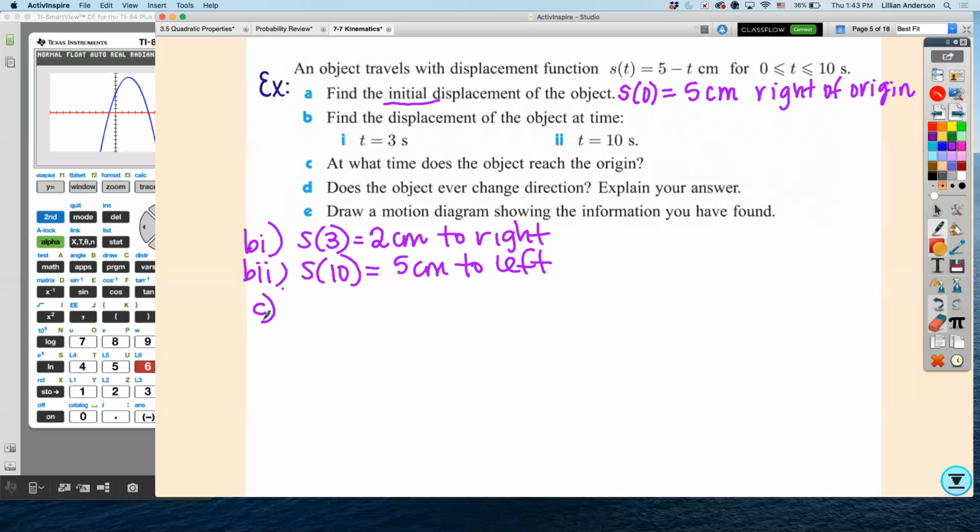Now part C asks us, at what time does the object reach the origin? How do I find that? Set the function equal to 0. Exactly, because we're trying to figure out when position is at 0. So we set the function equal to 0, and we find out that after how many seconds? 5. The function is at the origin.